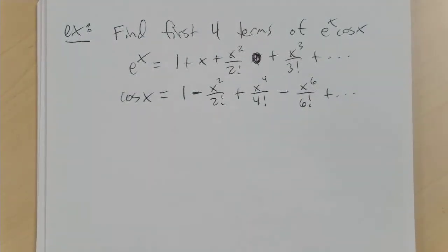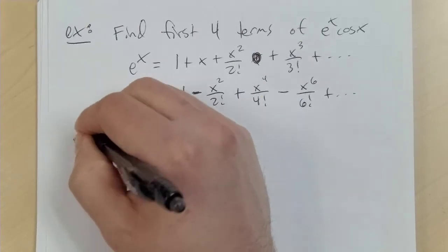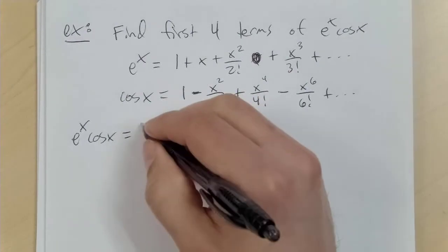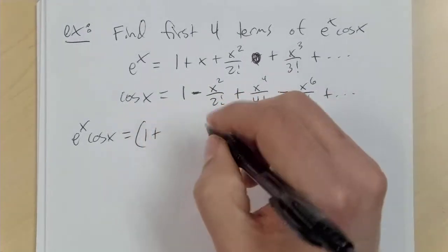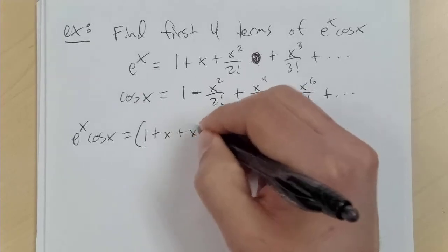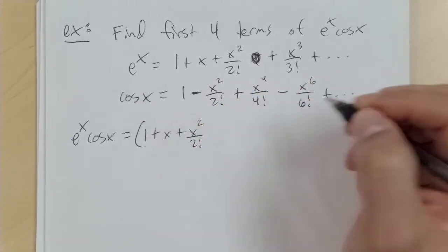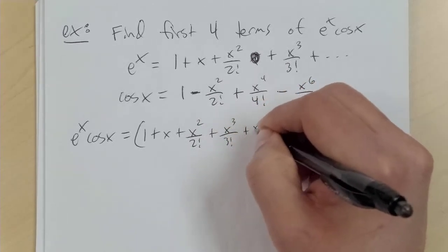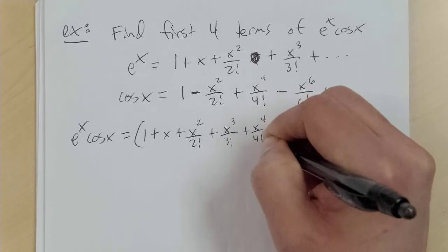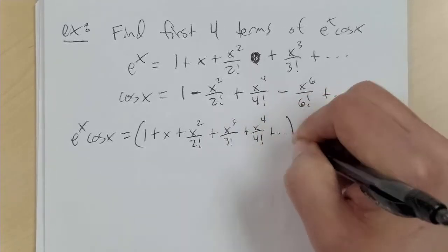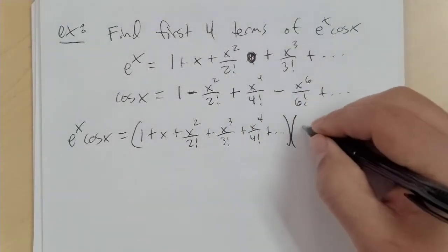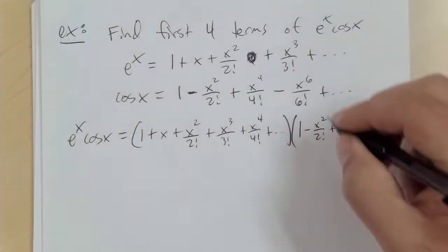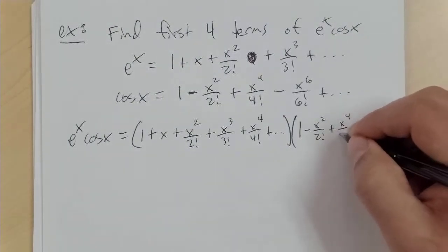So what does e to the x cosine x look like? Well, let's just stick these together. So 1 plus x plus x squared over 2 factorial plus x cubed over 3 factorial plus x to the 4 over 4 factorial, and so on. We're going to multiply that with 1 minus x squared over 2 factorial. I'm just writing down the series for cosine. A couple more terms.